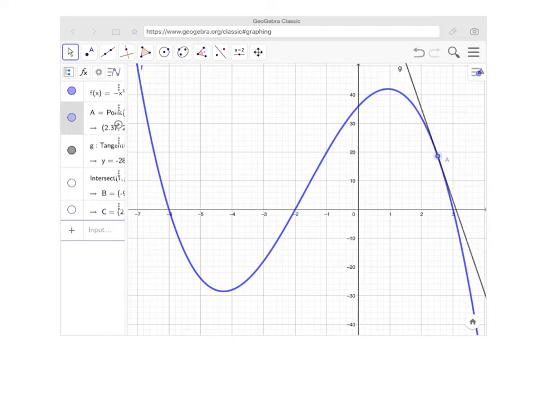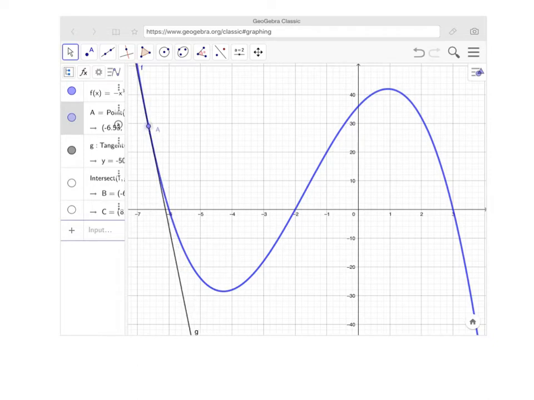Now each point on the graph will have a derivative, and each point on the graph has a tangent. The gradient of the tangent is the derivative of the function at that point. You can see the gradient of the tangent here is negative. The gradient of the tangent is negative. The derivative is also negative.